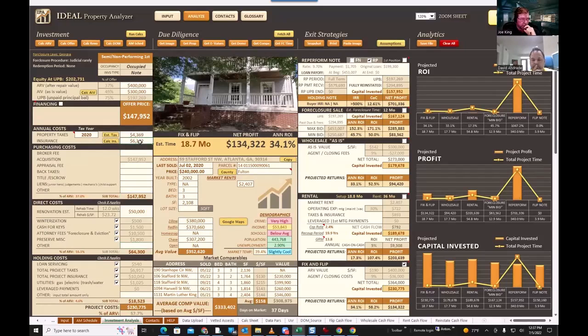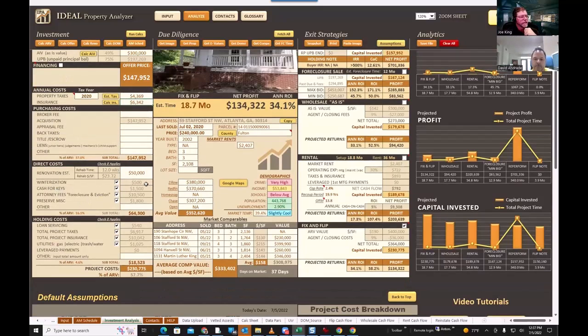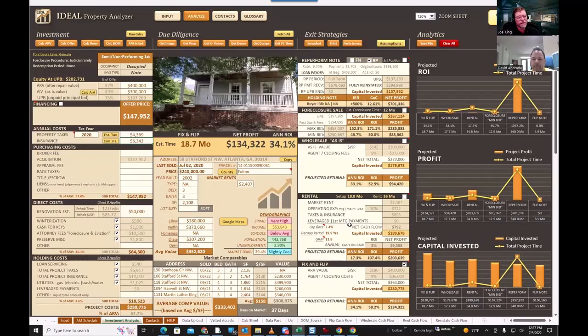We also have insurance calculated in here. We have other things like winterization, cash for keys. We have some assumptions in here already calculated on top of our offer price that's feeding our returns, which makes this even more robust in understanding or getting closer to the true return that you might see once you get to any one of these exit strategies.